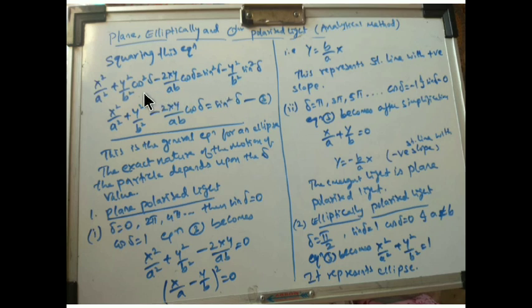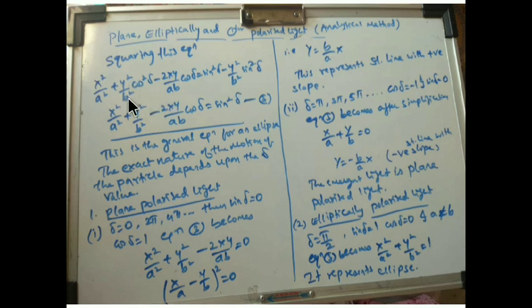So here this is y square by b square cos square delta. Here also y square by b square sine square delta. So bring it on one: sine square delta and cos square delta both become 1. So this we can represent again here: x square by a square plus y square by b square minus 2xy by ab cos delta is equal to sine square delta.